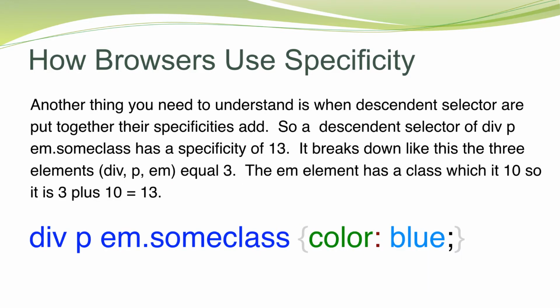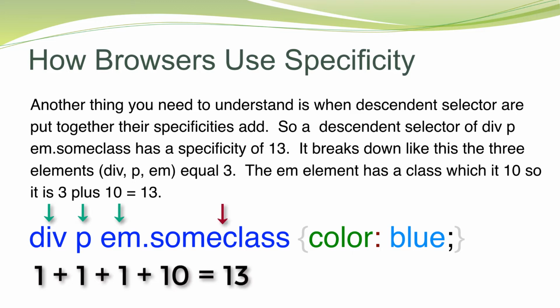Another thing you need to understand is when descendant selectors are put together, their specificities add. So a descendant selector of div, p, em with some class has a specificity of 13. It breaks down like this. 3 elements, div, p, and em, all equal 3. 1 plus 1 plus 1. The em element has a class, which is 10. So it is 3 plus 10, which equals 13.